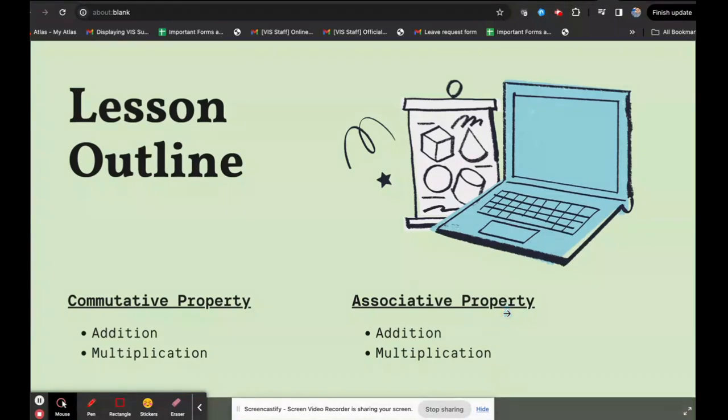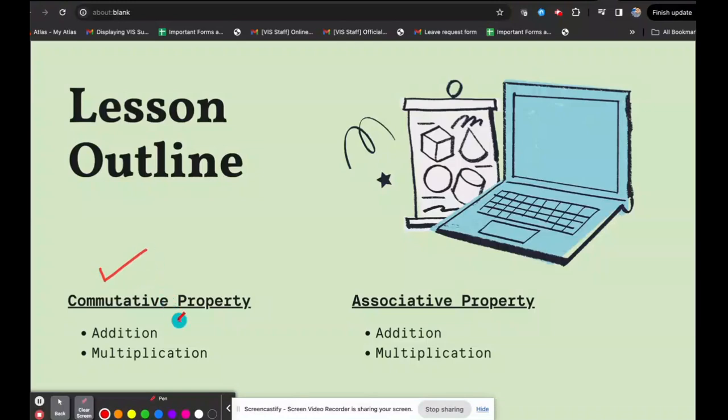Our lesson will include, the first topic is commutative property of addition and multiplication. So we'll talk about the two operations of math, that is addition and multiplication, and the property name is commutative property. And the second property is associative property, and again we will use two operations, addition and multiplication. So we'll not talk about division and subtraction.